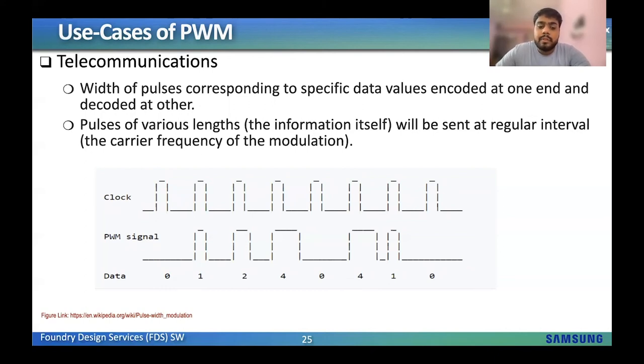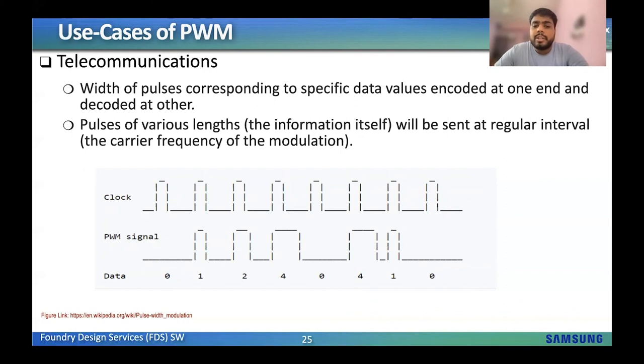So we encode some values at the source and then we decode the values at the destination. How it works is that we continuously send a clock signal with a fixed pulse width. And based on the pulse width received for the PWM signal, we decode what the information is. So if the PWM signal pulse width corresponding to the clock pulse width is nil, then the value received is zero. When the pulse width is the same, the value received is one. When the pulse width is twice, the value received is two. When it is four times, the value received is four. And so on. If it's three times, it will be three.